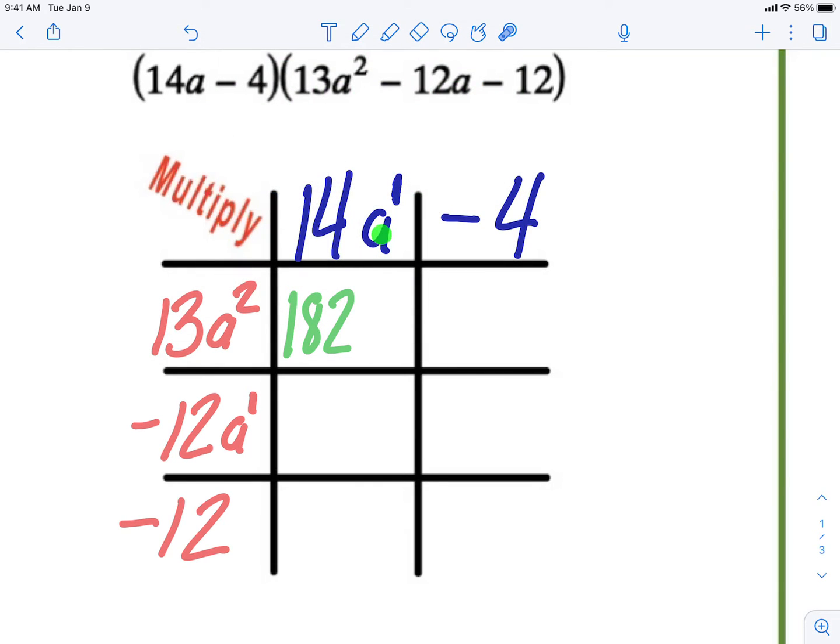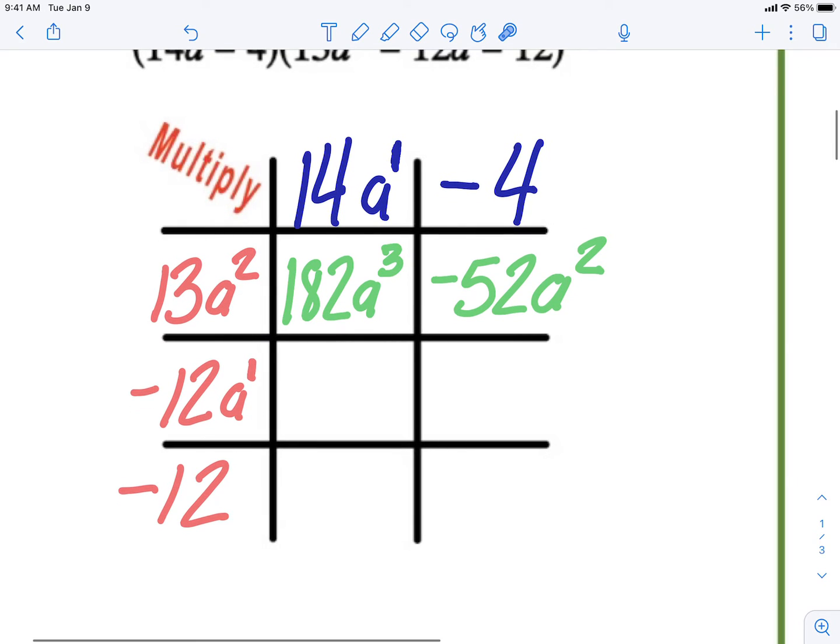So a to the first times a to the second, we add 2 plus 1, and that gives us a to the third, just like that. Okay? So now I'm going to multiply. So I got 13 times 13a squared times 14a. Now 13a squared times negative 4. 13 times negative 4 is a negative 52. And then just a squared, because there's nothing to multiply this a squared with over here.